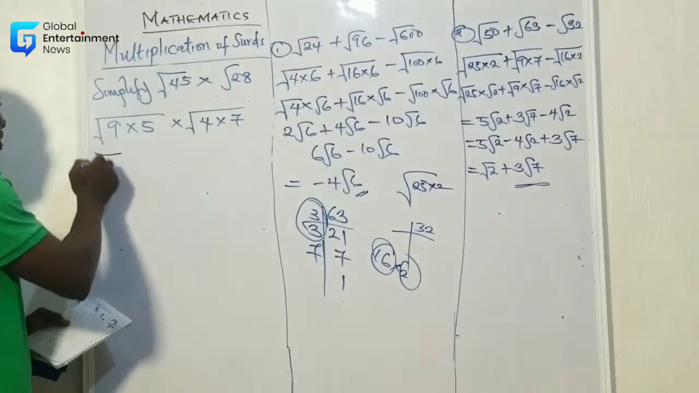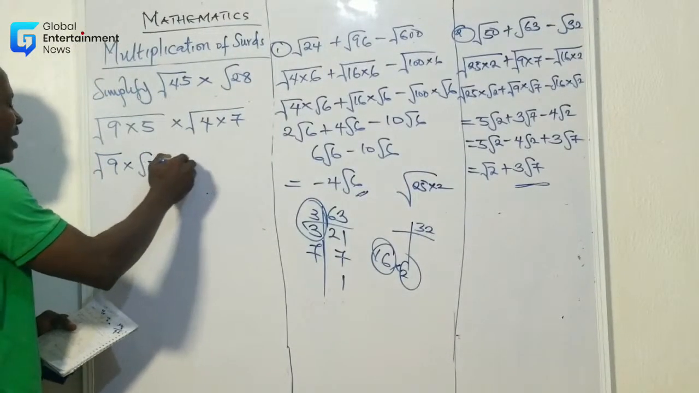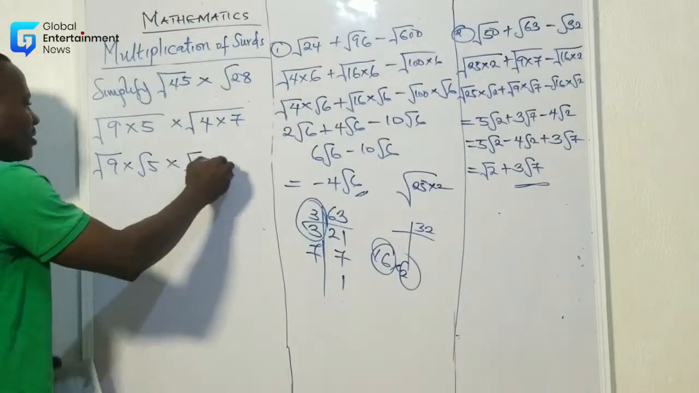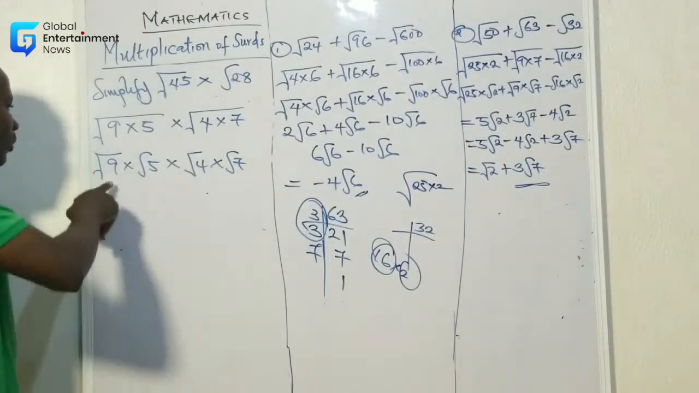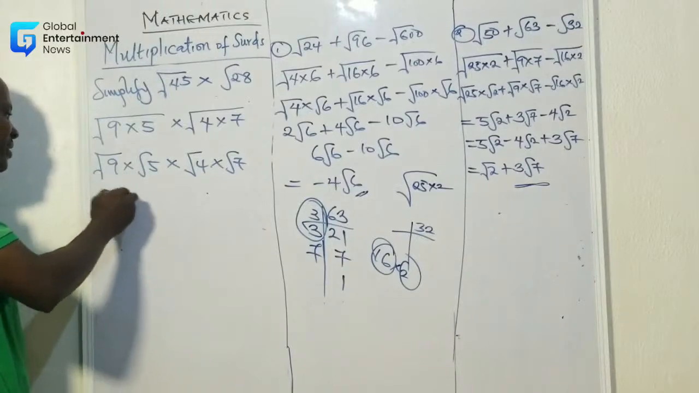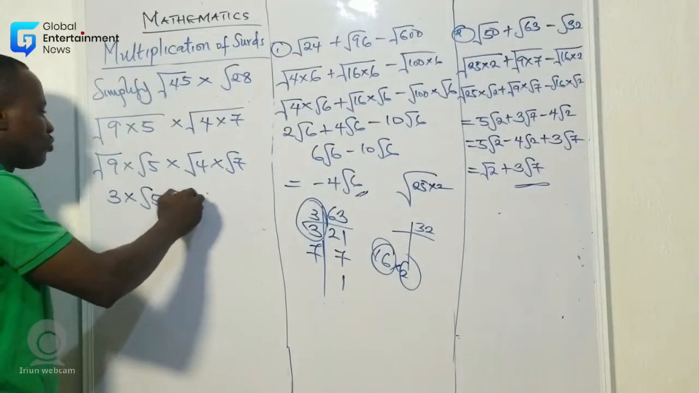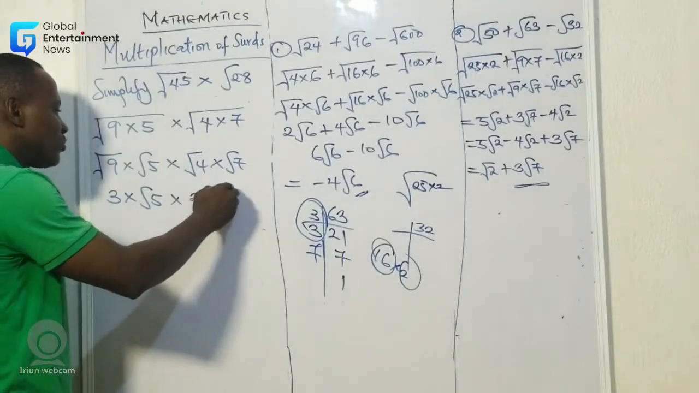So what do we have here now? We have to break this down. Root 9 times root 5 times root 4 times root 7. So what do we have here? What is the square root of 9? It is 3 times root 5 times, what is the root of 4? 2 times root 7.